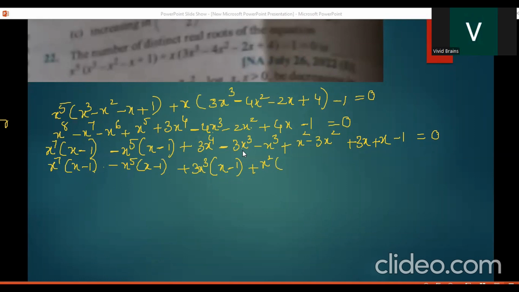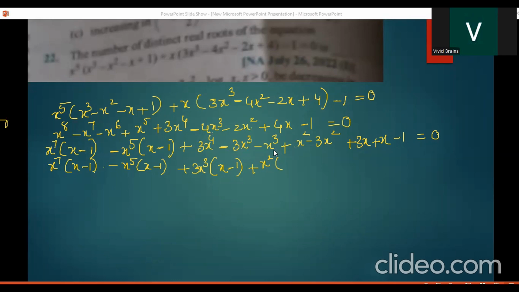Okay. What do you get actually? Minus plus 4x cube, 3x power 4. Up to this, 3x power 4 minus 4x cube is minus 3x cube minus x cube I have written. Okay. So 3x cube I took common, x minus 1 is left.